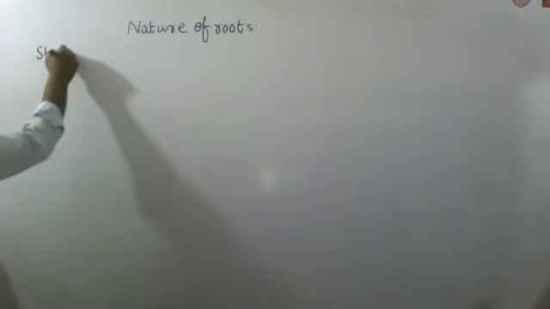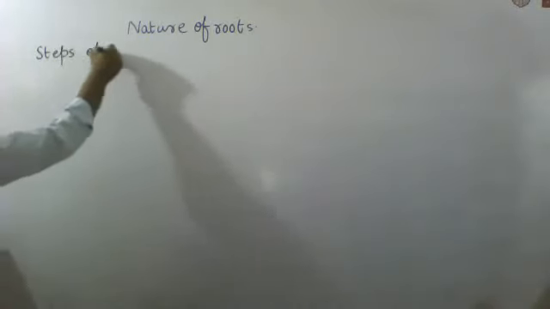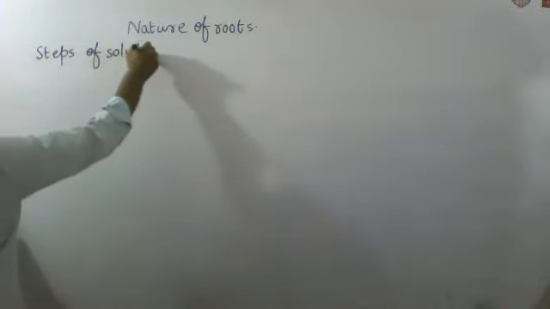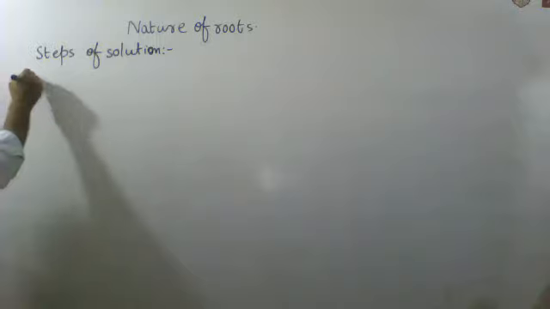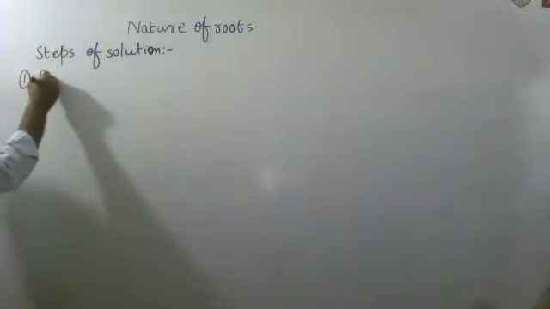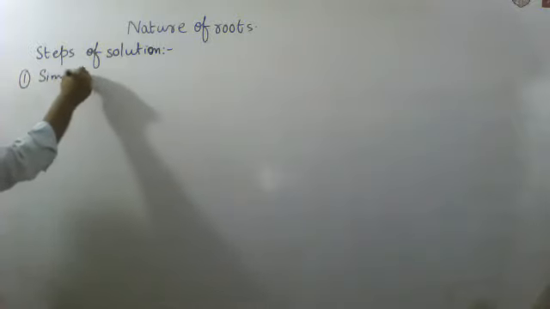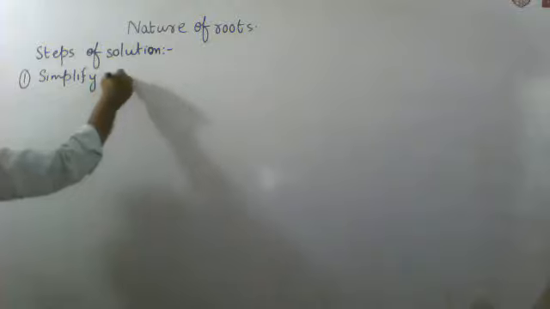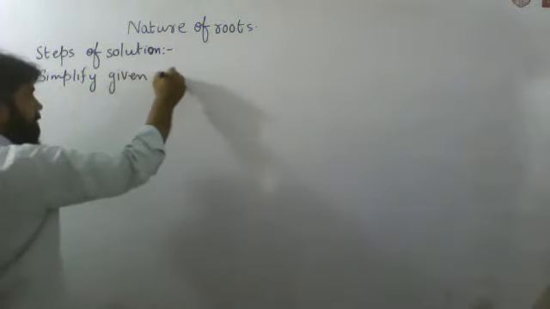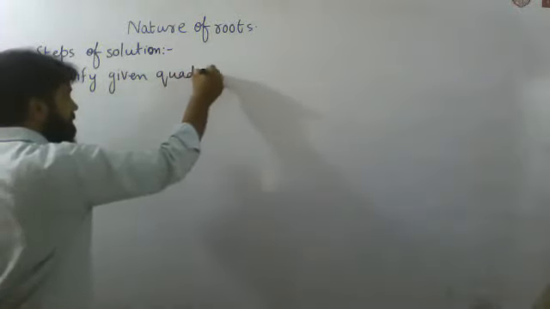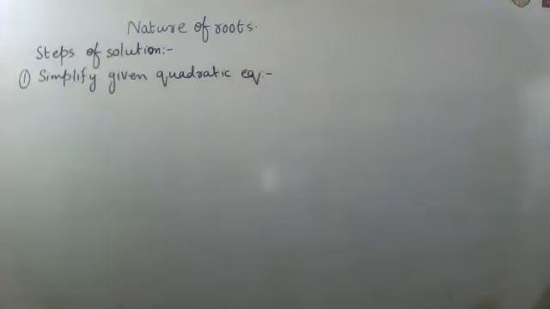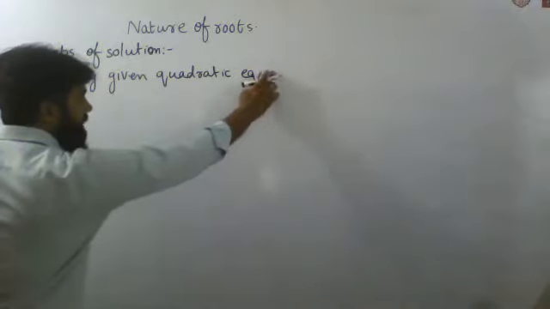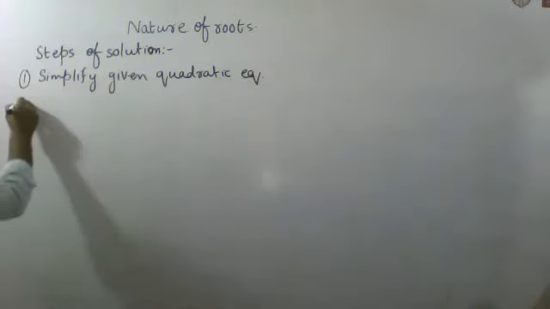Steps of solution. What are the steps of solution we have to follow? Number one, simplify given quadratic equation. Okay, when you are using discriminant, first of all, you will simplify your given quadratic equation.